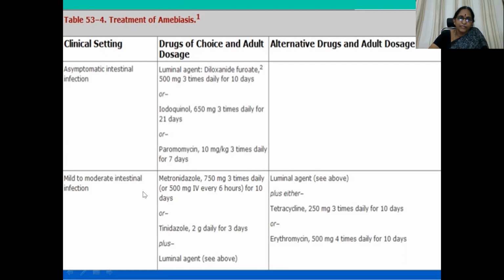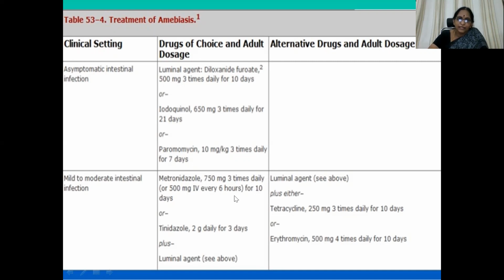Then for mild to moderate intestinal infection, here we have to use metronidazole. This is asymptomatic, so there is no need of a tissue amebicide, which is metronidazole or tinidazole. A mild to moderate intestinal infection means tissue is getting involved, so we need to use a tissue amebicide. We have discussed tissue amebicide and luminal amebicide in the classification. You can just go back to that slide.